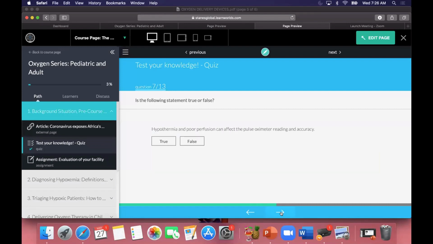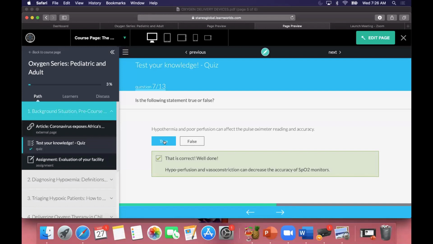Okay. Hypothermia and poor perfusion can affect the pulse oximeter reading and accuracy. True or false? Great, you all know the answer is true. Hypoperfusion and vasoconstriction can decrease the accuracy of SpO2 monitors because it interferes with the pulse detection and photoplethysmography. Great.